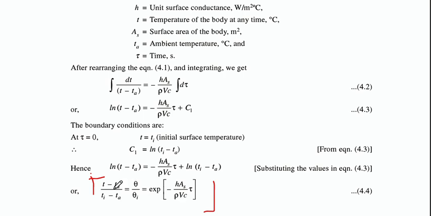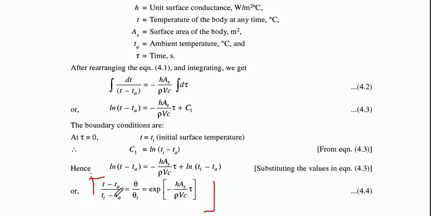Theta is equal to T minus Ta, and theta i is equal to Ti minus Ta. Ta is the same in both terms. So T is the temperature at any time, so obviously this is also the temperature difference at any time. Ti is the temperature at the initial condition, so this is the initial temperature difference. We won't be using this term because we need it only for finding the numerical.